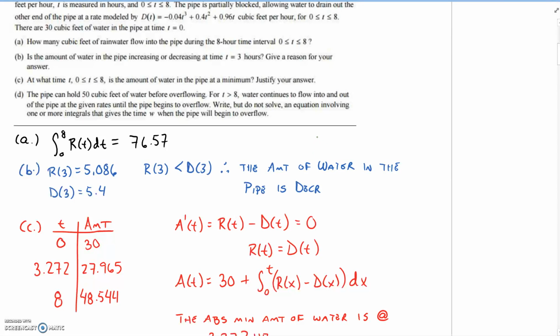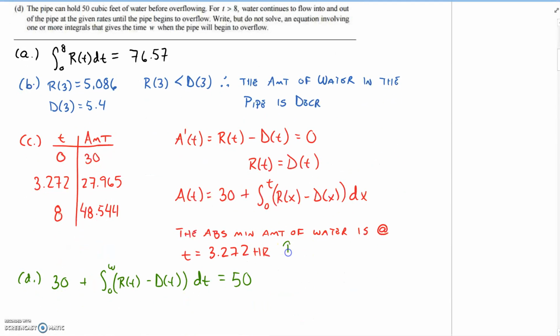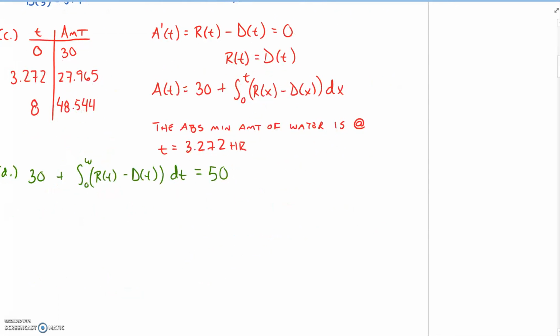Part C, 1 point for r of t minus d of t as the rate of change of the total amount. And then 1 point for the answer with justification. For candidate's test problem, the justification is the table. And then for part D, 1 point for this integral, and then 1 point for a correct equation. And that is the 10 total points.